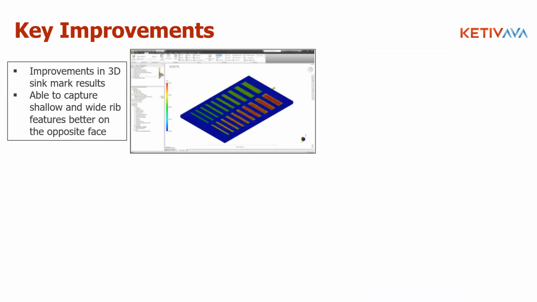Next one is something that we've been hearing a lot from users: improvements in the 3D sink mark results. Previously you were able to capture most large features, but if you had shallow features, or wide rib features, then you weren't able to see those sink marks on the opposite side. Now with these improvements, you're able to visualize the 3D sink mark results better.